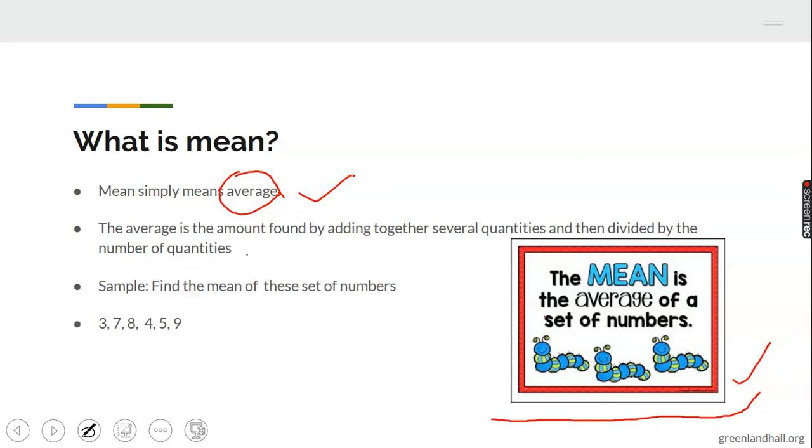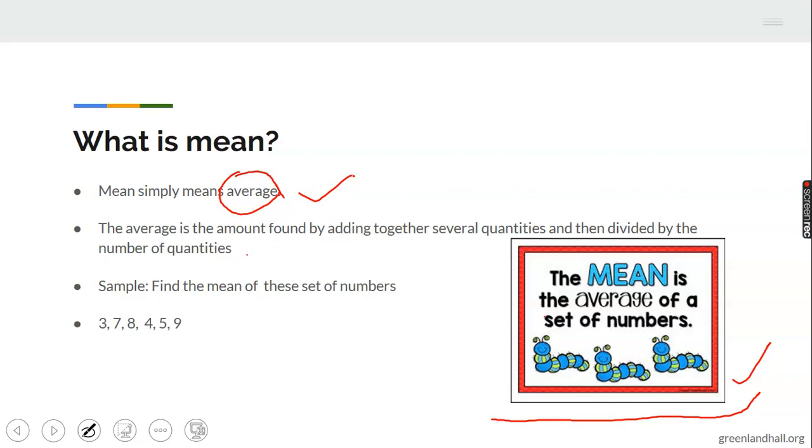Now, what is average, you may want to ask? The average is the amount found by adding together several quantities and then dividing by the number of quantities. When I give you some figures, add all the figures together, divide by the total number of figures we have in the set. By the time we do one or two examples, you will understand better what I'm trying to explain.